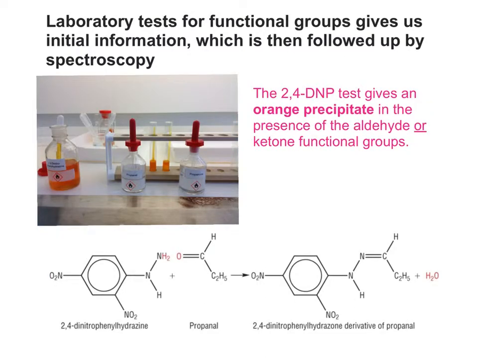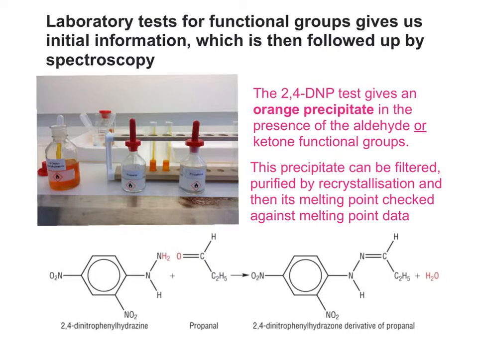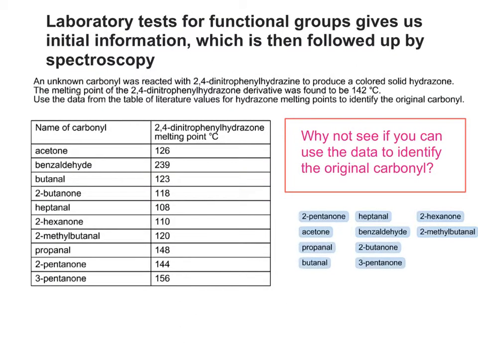So the 2,4-DNP test gives an orange precipitate in the presence of the aldehyde or ketone functional groups. So this precipitate can then be filtered, purified by recrystallization, and then its melting point checked against melting point data. So here's a little exercise for you. I provided you with some 2,4-dinitrophenyl hydrazone melting point data, and it tells you that an unknown carbonyl reacted with 2,4-DNP to produce a coloured solid hydrazone, and the melting point was found to be 142 degrees C. So you look at the data on the table and try and work out which of the possible candidates in blue it could be.